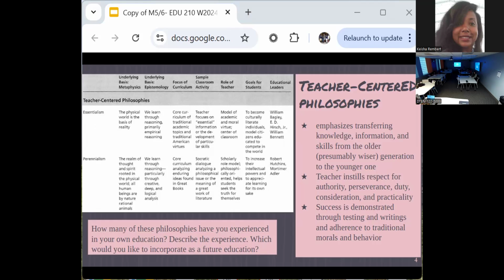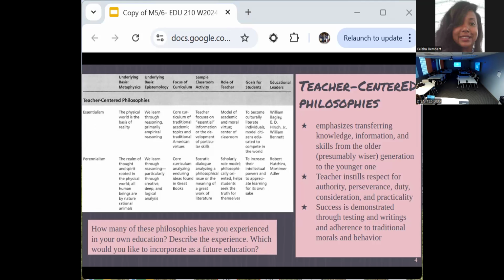When we think about the epistemological ideology of it, we learn through reasoning, particularly through creative, deep, and logical analysis. And according to some, that's what the classics give us an opportunity to do. In a core curriculum, you would be analyzing enduring ideas found in great books or classics. Like you'd be reading a lot of Shakespeare, a lot of Grapes of Wrath and all of those old-timey books.